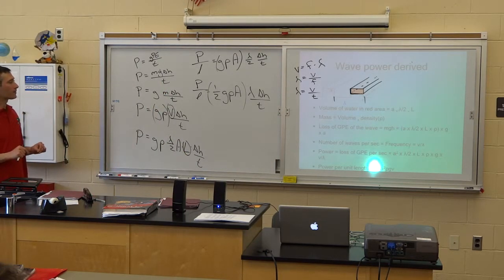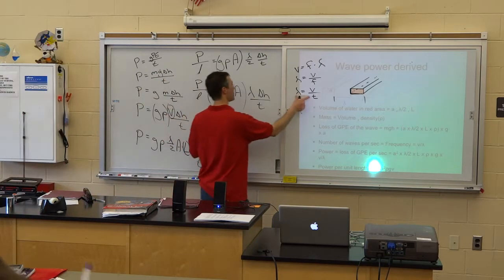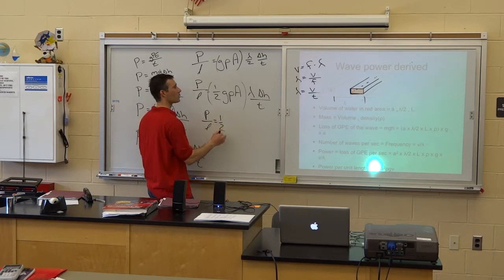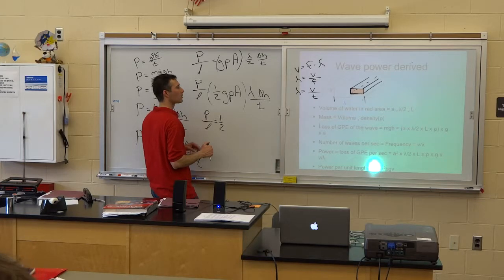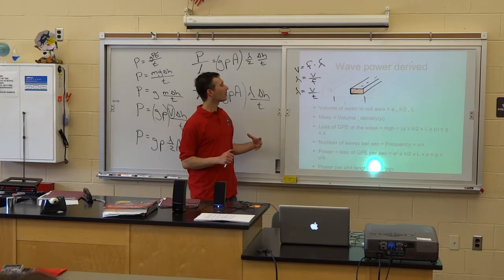Wouldn't it be VT if F is 1 over T? Did I do that wrong? I'm not sure. I don't think so. I think I'm good. All right, so let's proceed with that and see where that gets us. Because F is, if it's per unit time, then F would be the number of waves per unit time. All right, so let me think about that.